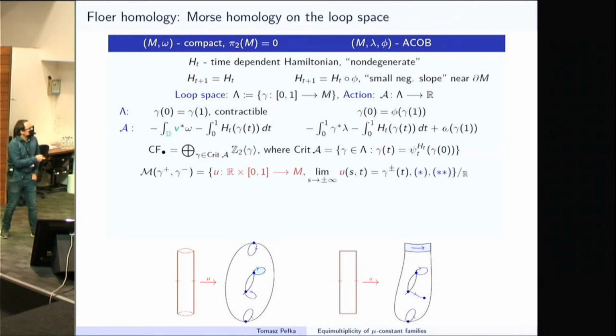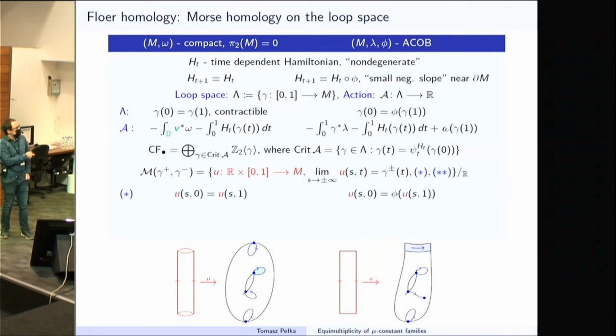And the moduli space of trajectories that I'm counting is exactly as in the previous slide. So I count now time-dependent trajectories subject to two conditions. The first condition is the periodicity. Here I have usual periodicity, so I count maps from a cylinder. And here I have twisted periodicity, so I count maps from a strip, and the strip is glued by my symplectomorphism.